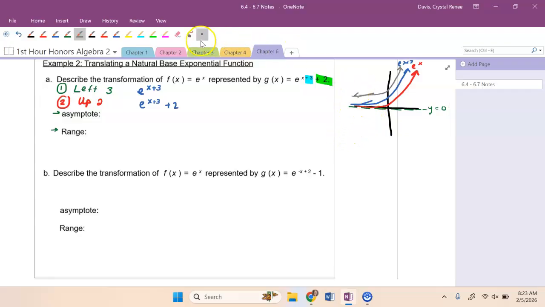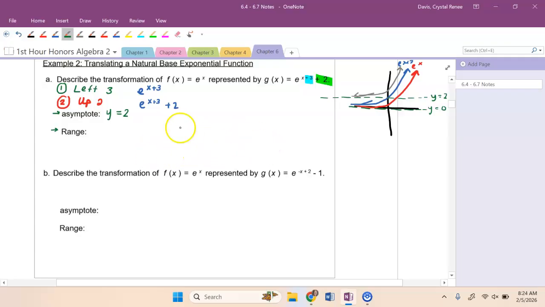Okay, so when I move up 2, my asymptote that was at y equals 0 is now at y equals 2. Okay, so my asymptote is y equals 2. Okay, now when you write this, make sure you write y equals 2 and not just 2, because y equals 2 is the equation of the line. That's what an asymptote is. An asymptote is a line, okay? 2 is not a line. Make sure it's y equals 2.